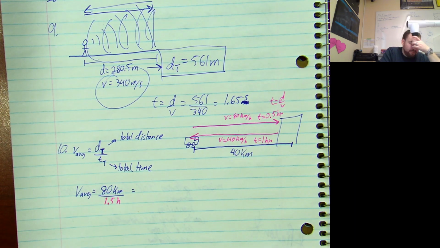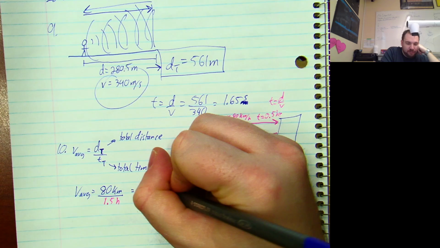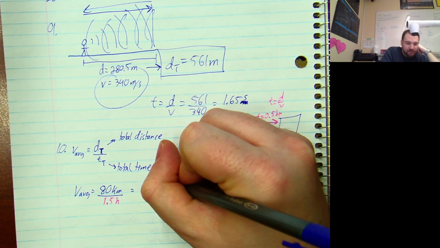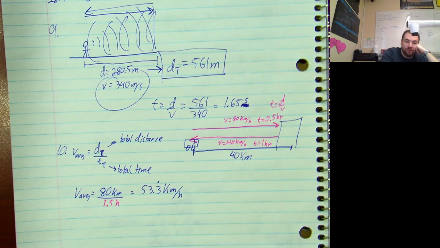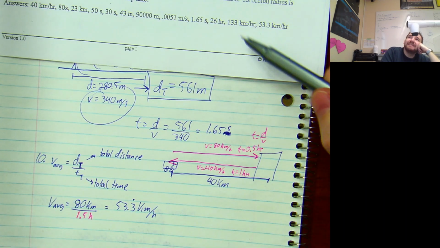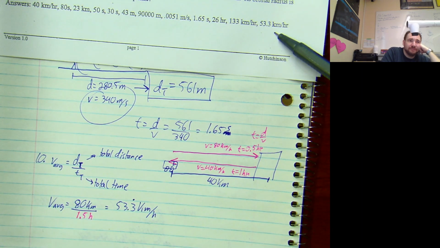80 divided by 1.5. What's 80 divided by 1.5? 53.3 repeating kilometers per hour, which, lo and behold, is a totally acceptable answer.